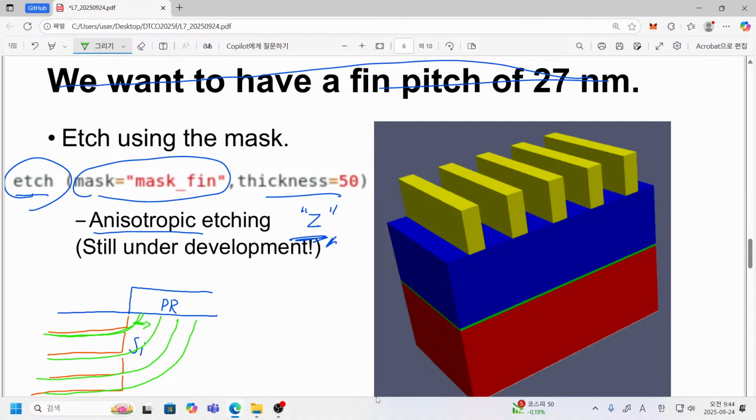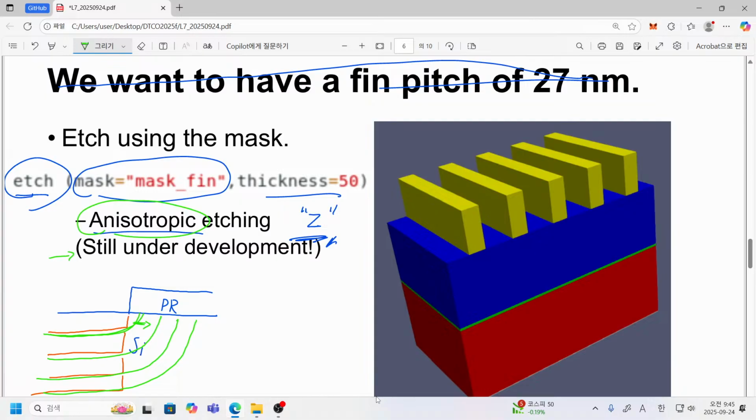So how about our Ångström-Kraft code? Isotropic etching is under development, so please wait for a while. But for today's lecture, we don't need isotropic etching. We can live with only anisotropic etching. So yes, that's the point.